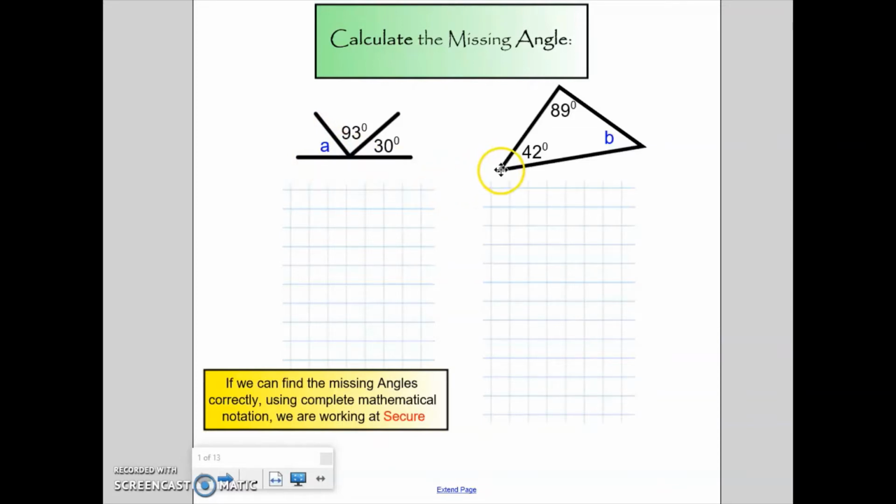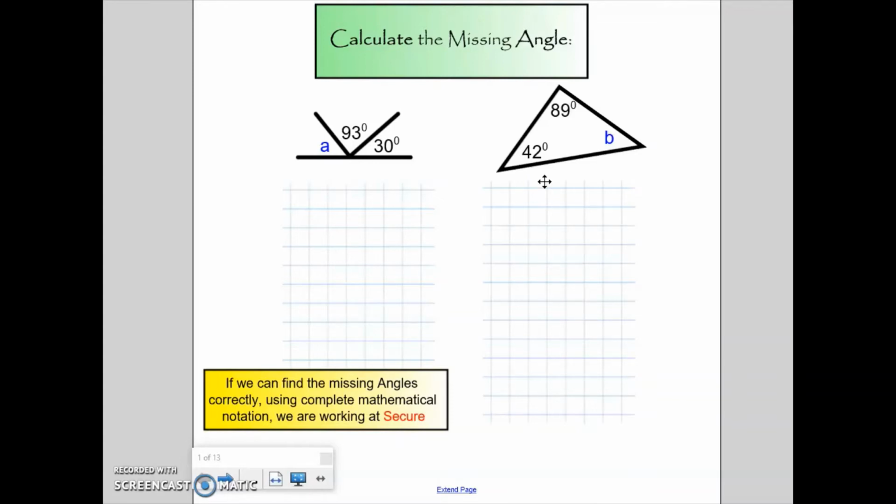Another angle fact that we should be aware of is that the three angles in a triangle, no matter whether it's an equilateral triangle, isosceles triangle, scalene triangle, will always add up to 180 degrees. So a very similar fact between these two questions. In order to work out angle B, my method is going to be very similar. I'm going to add up the two known angles, 89 and 42, which is going to tell me that those two angles combined is 131 degrees.